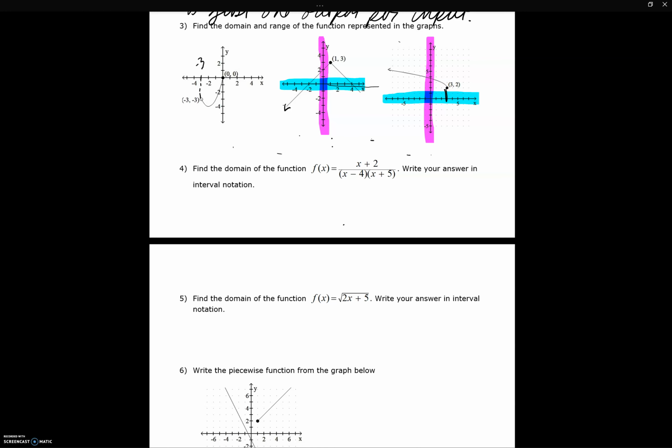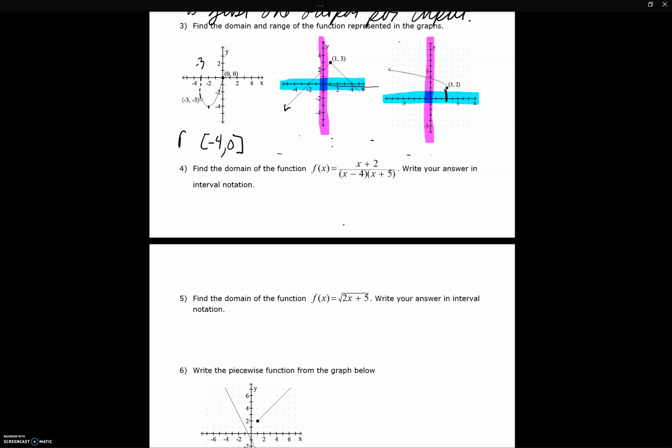Or the y-axis, I'm sorry, range is y. So this first one is going to go, it looks like -4, and it looks like it could probably be -4, and then up to 0. Okay, and that's going to be our range for this little function.